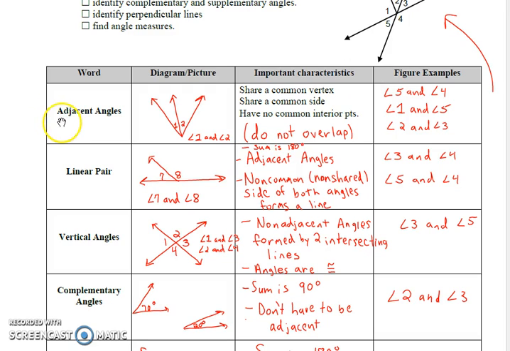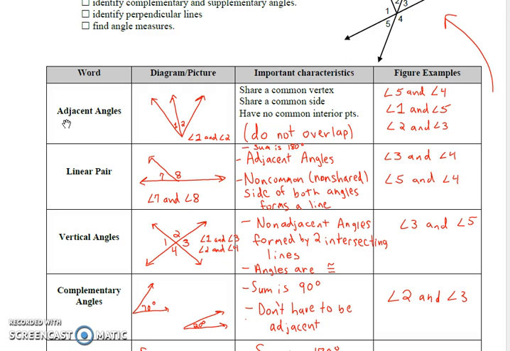So first we have adjacent angles. Adjacent means next to, and that doesn't just mean in geometry, okay? Adjacent means next to in other situations too. In chess, the queen and king start out adjacent to each other on the board. In football, the center is adjacent to the two guards on the offensive line.